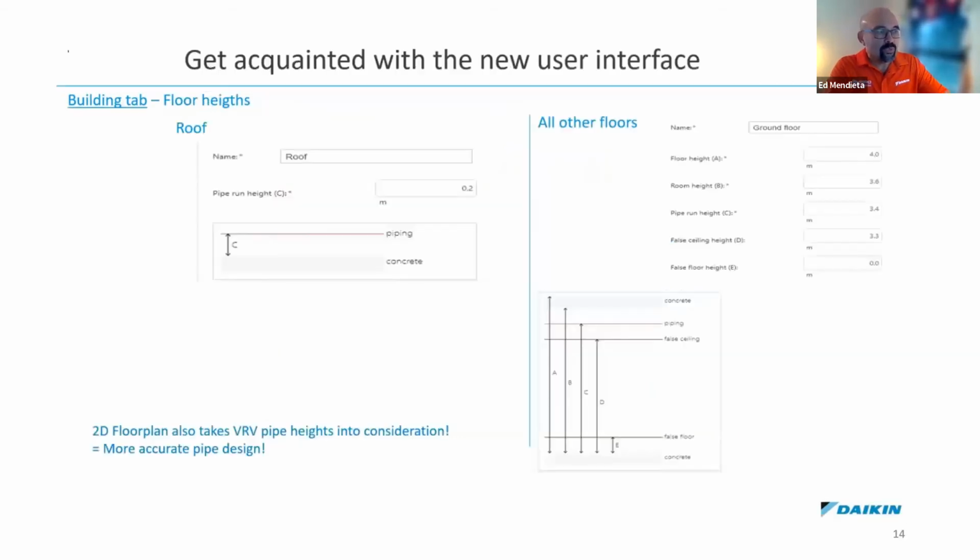And then when you bring in your actual measurements, you do that in the properties pane, and you can see that on the floor heights. You can do it for the roof or for all other floors: the distance from the piping to the concrete on the roof, or here on the floor, the distance from slab to slab, or from a slab or the concrete to the false ceiling, or to the ceiling for the piping.